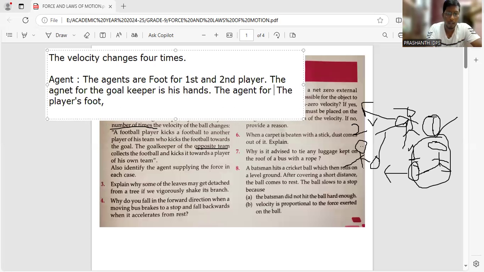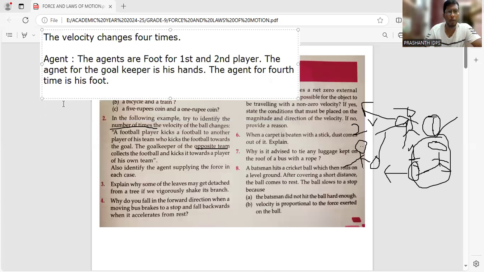So the agent for the fourth time. The first situation, foot. Second situation, foot. Third situation, goalkeeper, hands. And fourth situation, the agent for the fourth time is his foot. I hope it is clear. So this is the answer for the second question. Now let us discuss the third. I hope you have understood. Any doubt you have, mention in the comment box so that I can clarify.